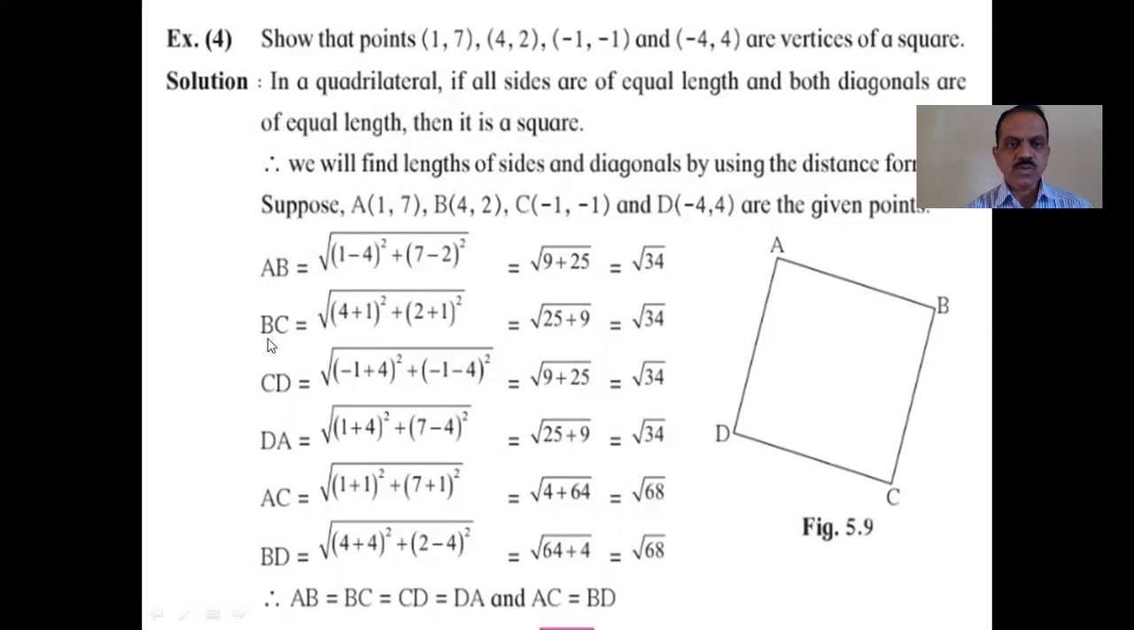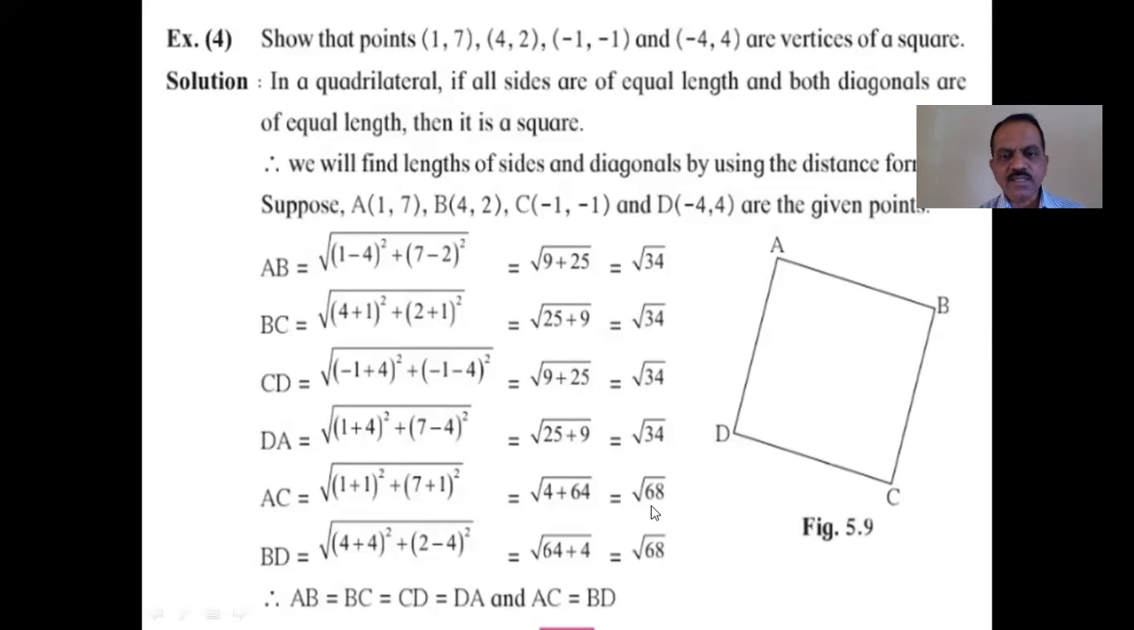Now in the same way we find the distance BC. This is also square root of 34. CD will also be equal to root 34, and DA will also be square root of 34. And then we get the diagonals. AC is a diagonal. Look here, this is the figure. AC is a diagonal between opposite vertices. Then use the coordinates of those and find the distance between them. This is nothing but square root of 68.